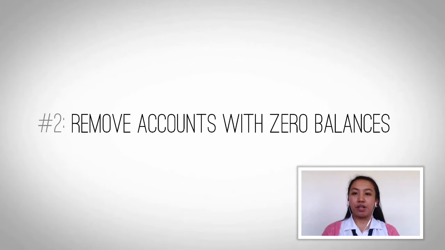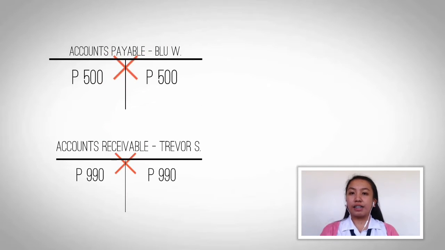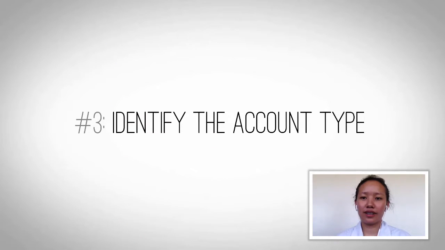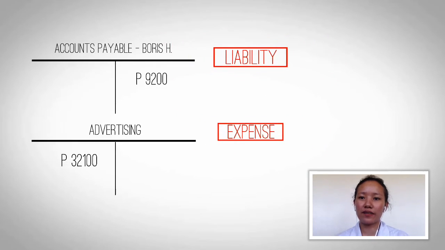The second step is to remove accounts with zero balances. When the debit side and the credit side are equal, it is called a closed or zero balance. The third step is to identify the type of account. In this step, we should know the 5 types of accounts, specifically asset, liability, capital, income, and expense.